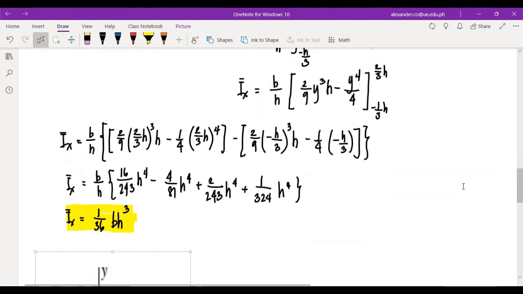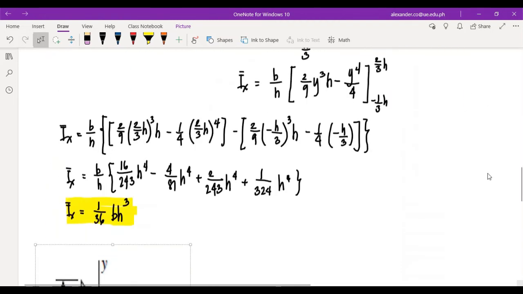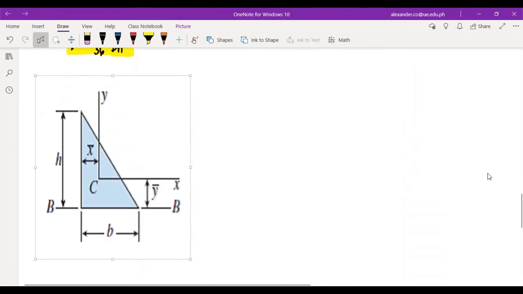What is asked in the last part, letter B, is the inertia with respect to the base of the triangle. Okay, so how do we solve for that? The same concept still applies. What will change is just the upper and lower limit. Now it says the triangle will rotate here. So, this triangle will rotate here.